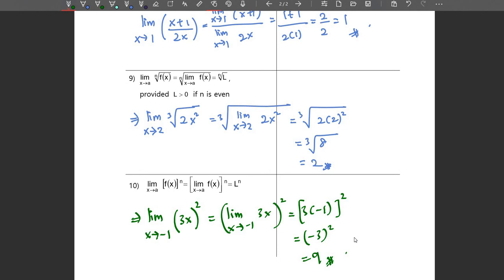These are the 10 basic properties for limits. Hopefully this video will give you a glimpse of what the properties are. Thank you class for your time.